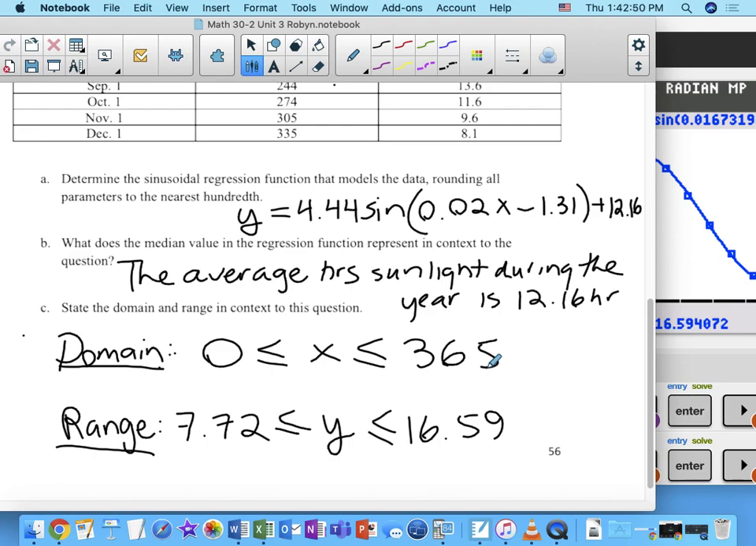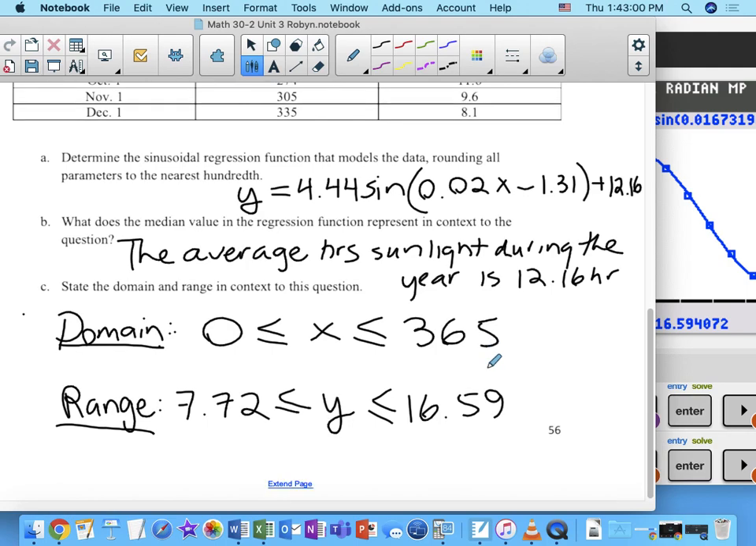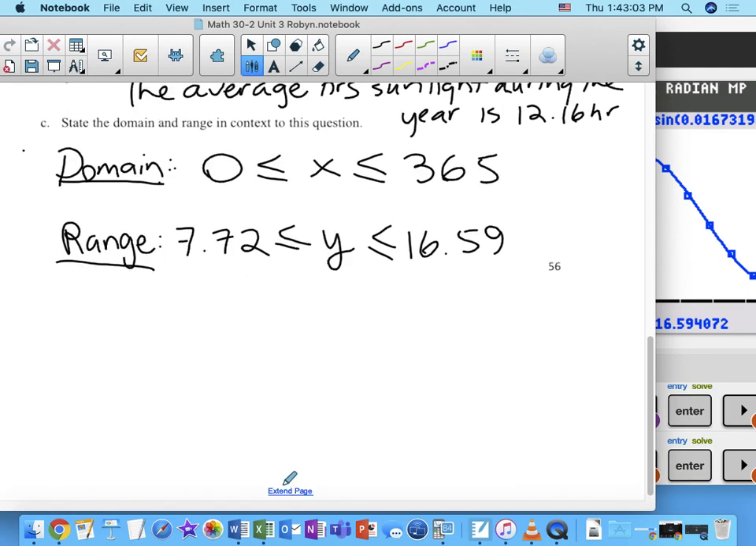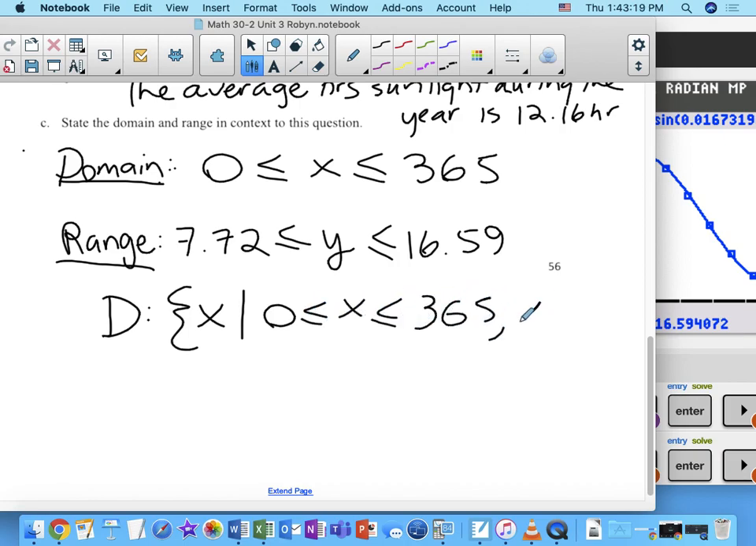Yeah. Absolutely. So if you want to do this, you can write domain and range. This is the minimum expectation for this course. But you could also do this. You could go domain is the set of X such that 0 less than or equal to X less than or equal to 365, comma, X is an element of the real numbers. You could also do this. Domain, you could use interval notation if you want. Okay, you're never going to be given interval notation in a question, but you could respond with that.